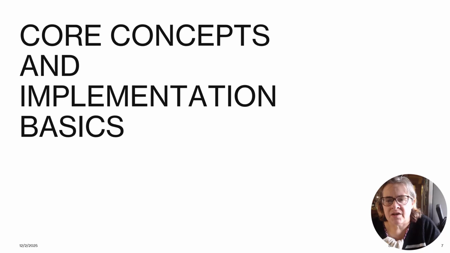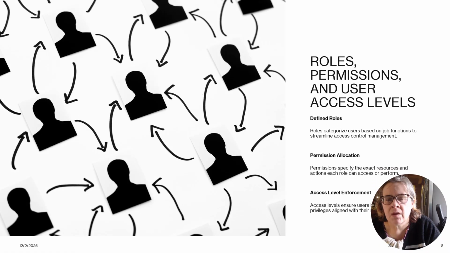The following section covers the foundational elements of the principle of least privilege, including roles, permissions, user access levels, everyday examples, and the risks associated with excessive privileges. Access control is structured around defined roles and permissions that determine what resources users can access, ensuring that privileges align strictly with job needs.